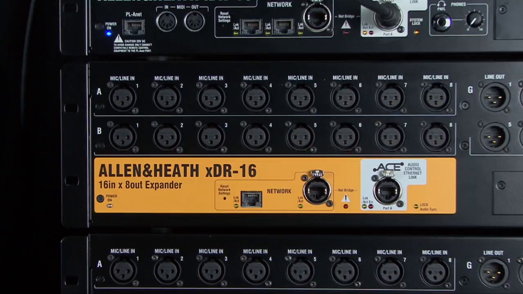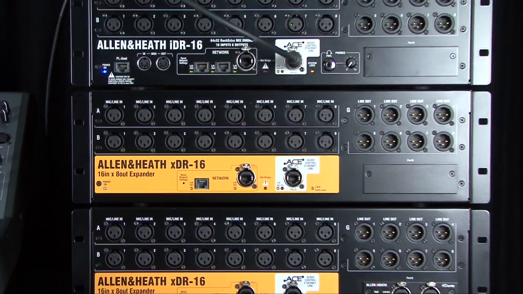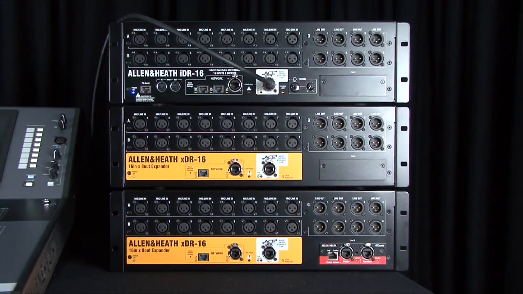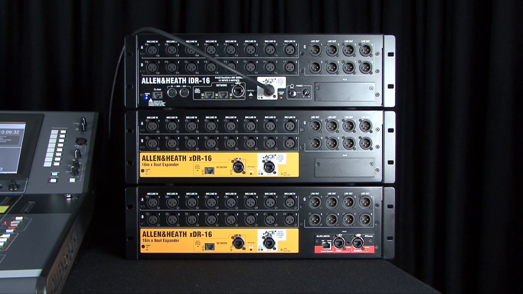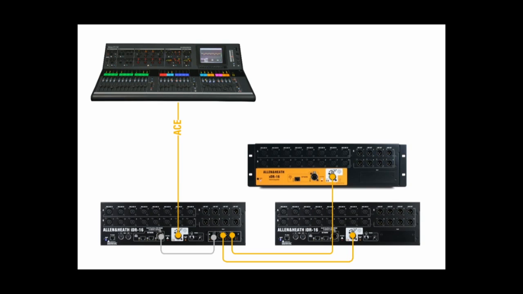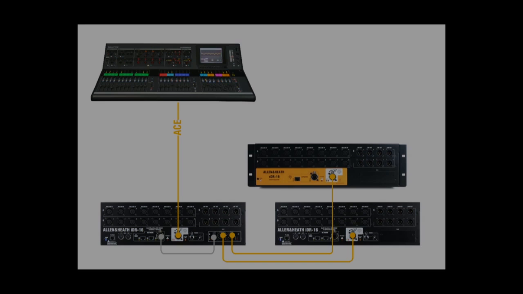They can be used for local audio at the surface, distribute audio across a stage or multi-room venue, recording at front of house and more. Adding 2 expanders to the iDR16 makes it the equivalent of the iDR48 with the advantage of distributed audio. Only one may be added to dual rack or front of house and monitor split systems.